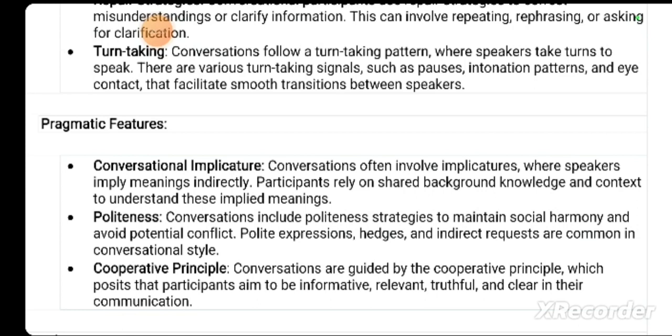Then eye contact can also tell about the turns. Then, to facilitate smooth transitions between speakers, if there is incompetent use of turn taking, then there is a chance of overlapping, cutting the other person.